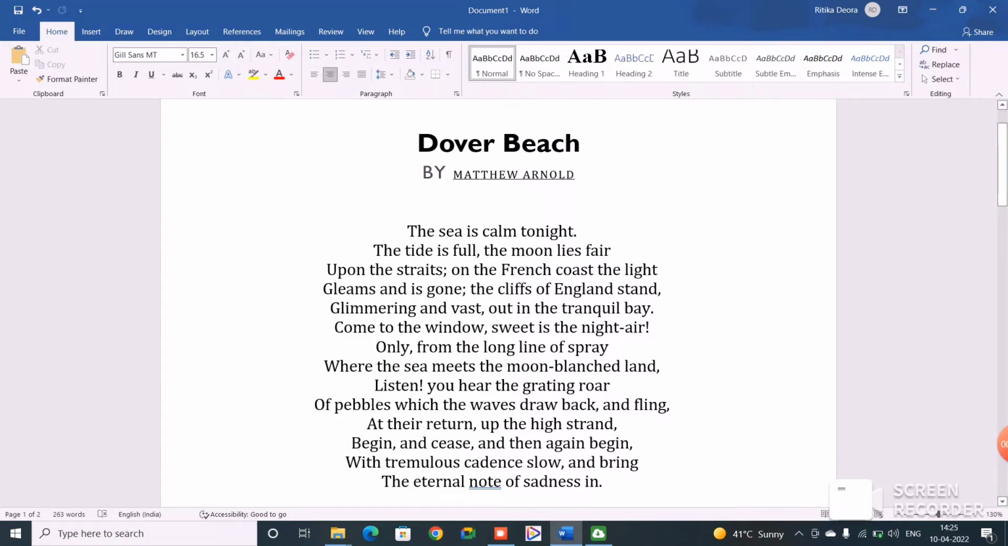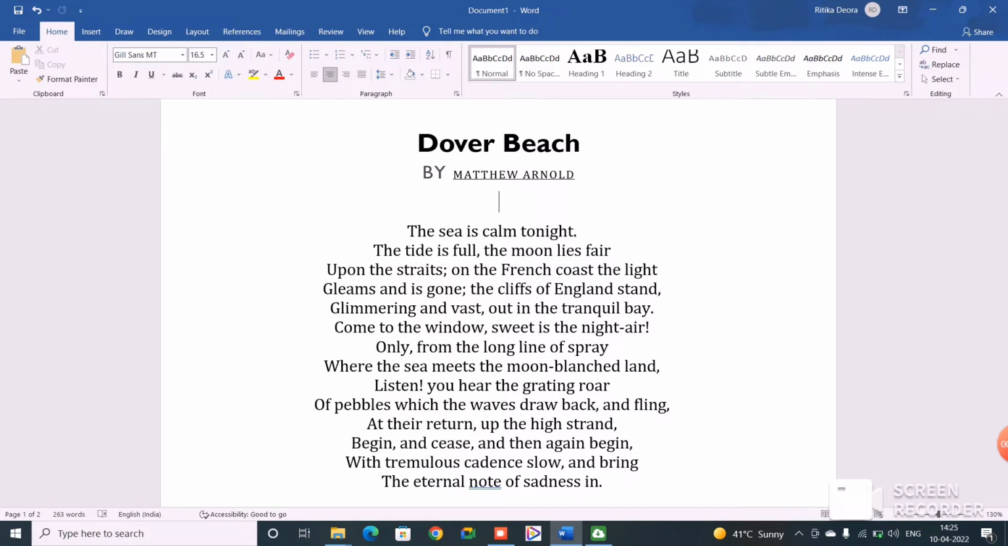The first line says, "The sea is calm tonight. The tide is full. The moon lies fair upon the straits." So the first line tells us about the silence and the motionlessness of the environment around the poet.